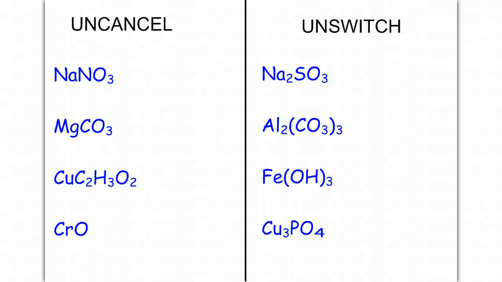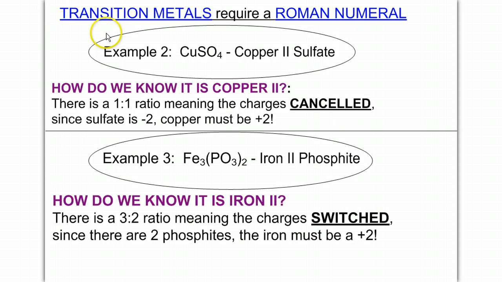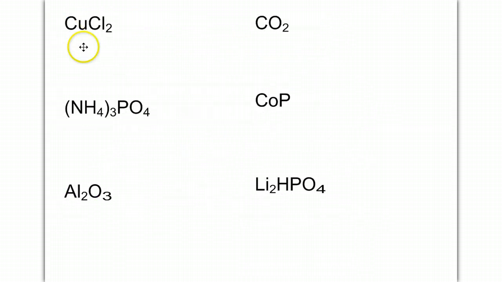Okay, this is section 7.1c, and this is going to be where we put all of the rules from the first two sections into practice. I'm going to remind you that we learned how to uncancel and unswitch, and if you're not familiar with how to do this, you need to go back to section 7.1b. So we're going to uncancel and unswitch our charges, and then we're going to identify the name of our compound.